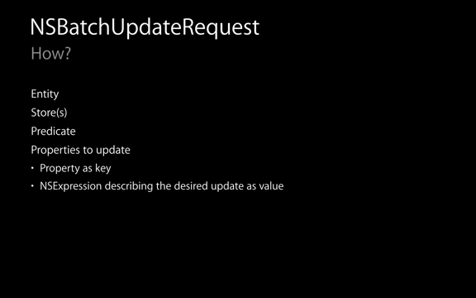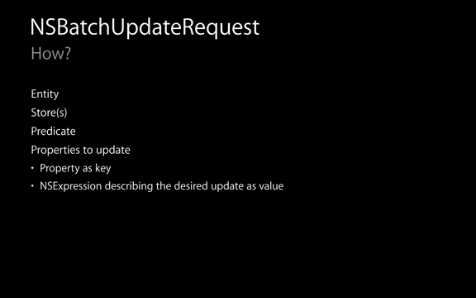The batch update request itself should look pretty familiar to those of you who are familiar with fetch requests. It allows you to specify an entity. That's the entity whose instances you want changed. It allows you to specify the affected stores, one or more stores containing data that you want to change. It allows you to give a predicate, specifying which specific instances you're interested in changing. It's the same kind of predicate you set on NSFetchRequest, has all the same power and flexibility. You can use subqueries if you want to.